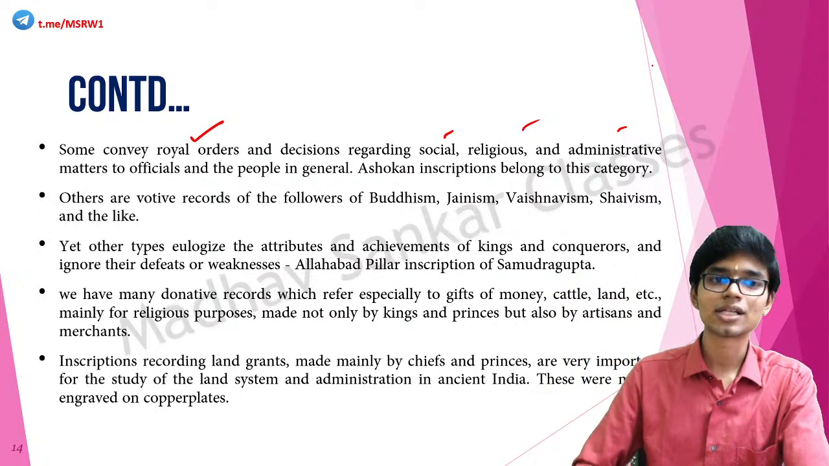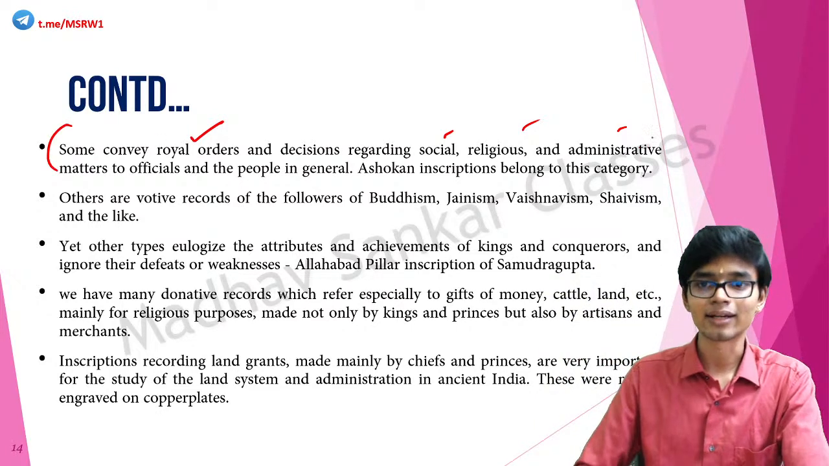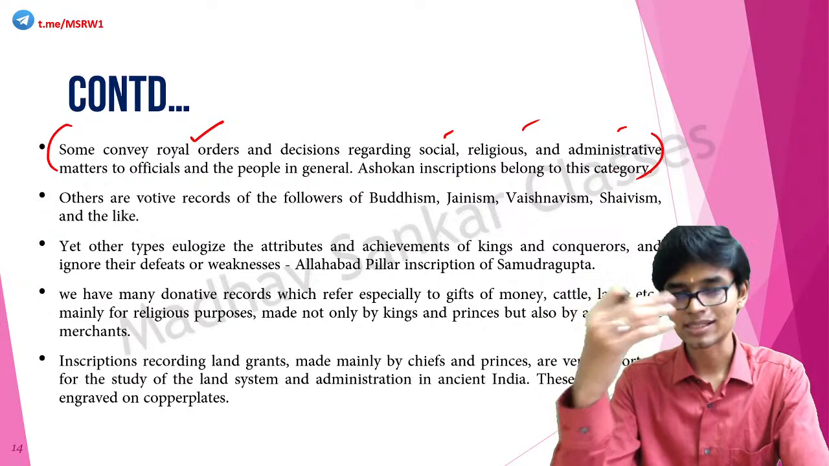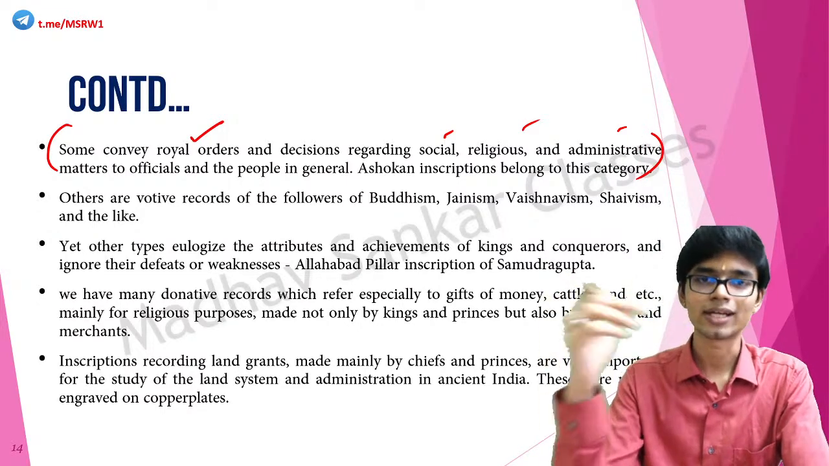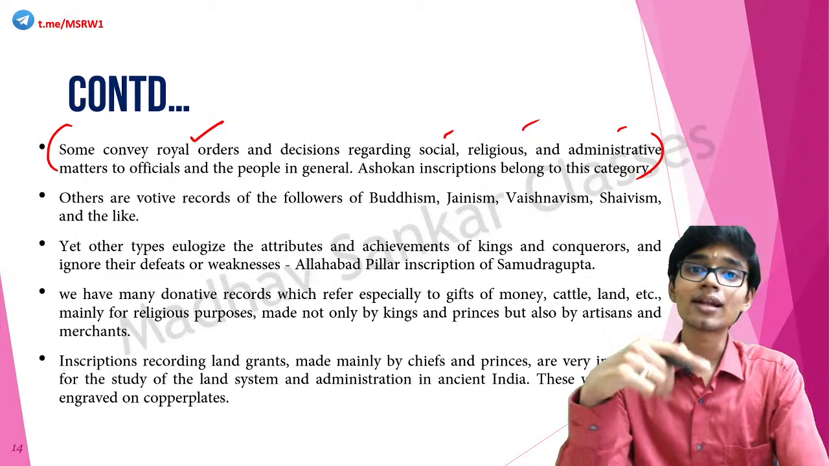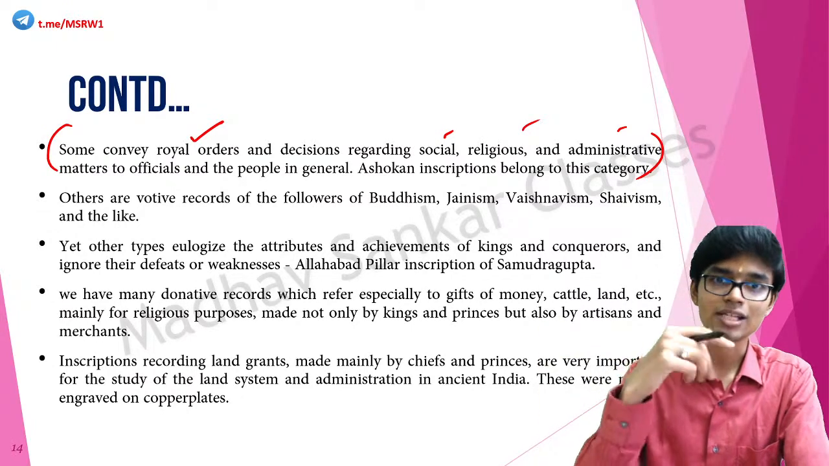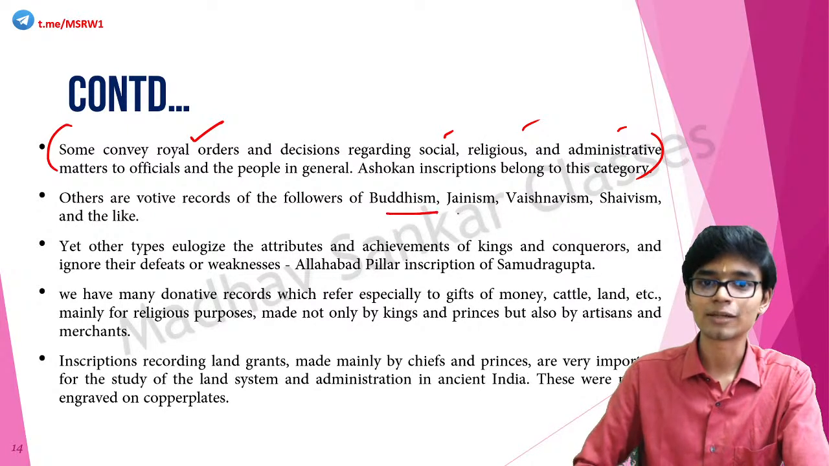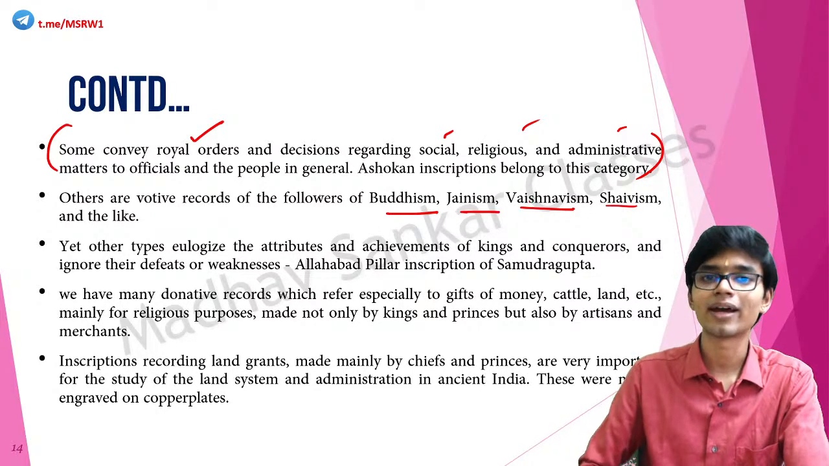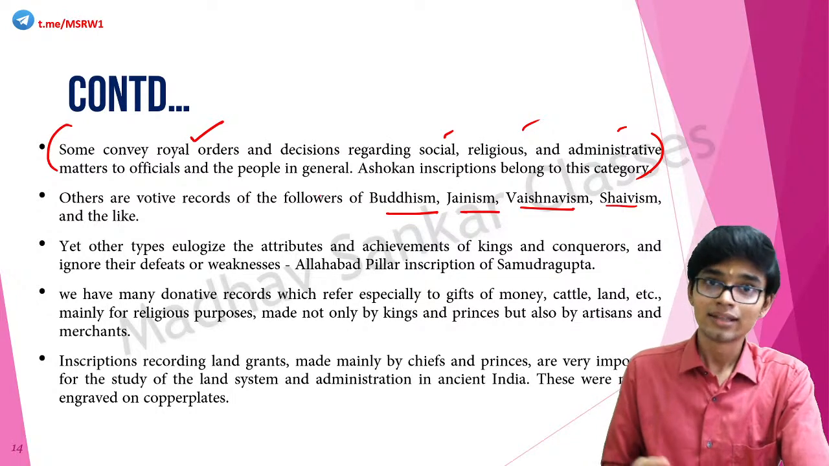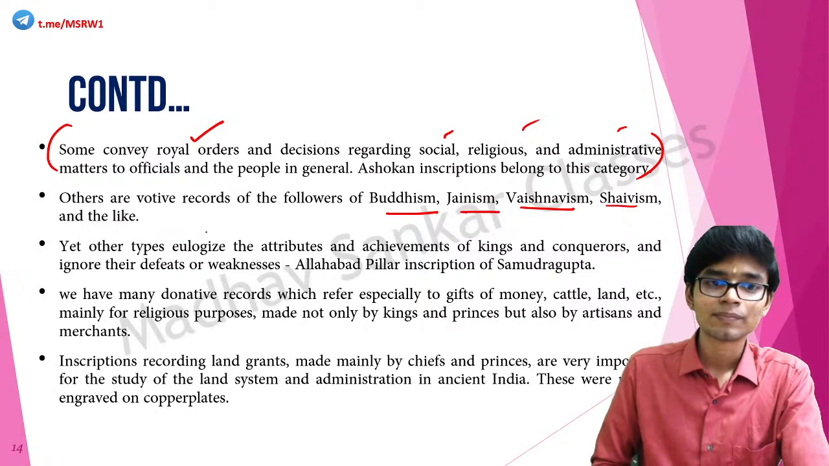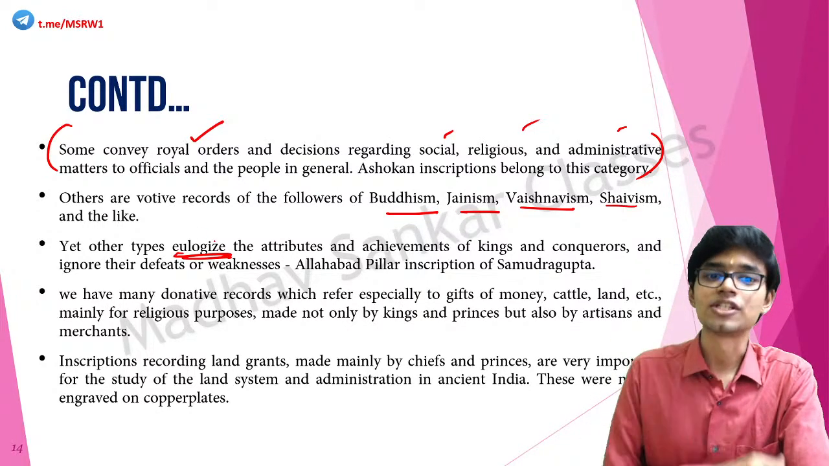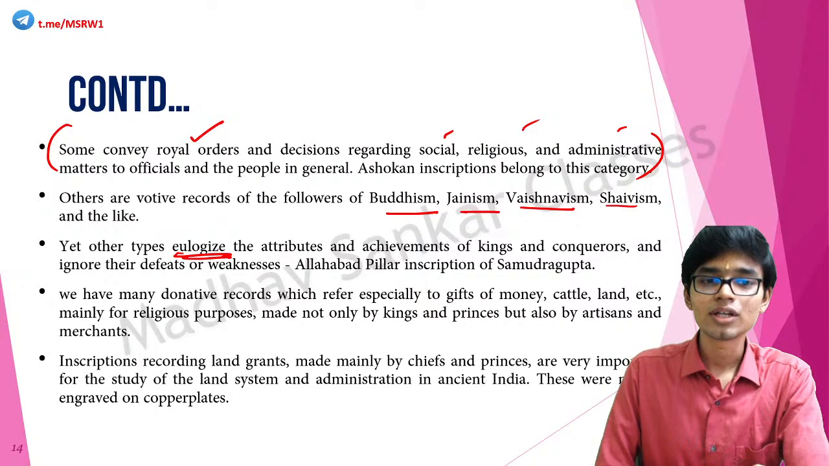Most of the Ashokan inscriptions belong to this category, royal orders and decisions that pertain to the society at that time. Then there are other inscriptions that deal with religion and the spread of religion, the votive records of the followers of Buddhism, Jainism, Vaishnavism, Shaivism, and so on. There is another kind that deals with eulogies. Okay, eulogy means what?